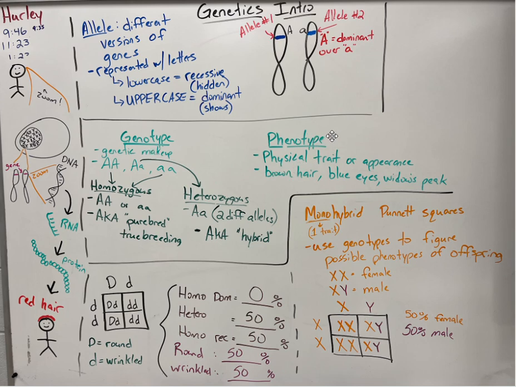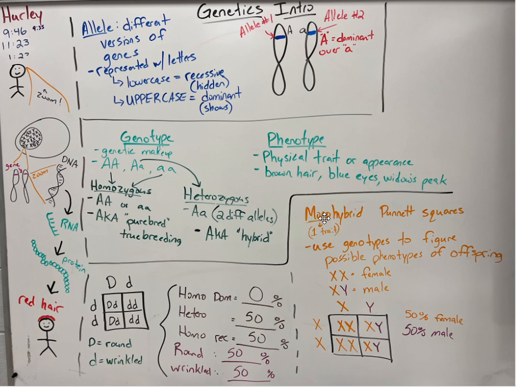Sometimes we can't see these things, but they're still there. So maybe lactose intolerance would be an example of a phenotype, but you can't just look at somebody and say, yeah, you look like a person who can't digest milk, or yeah, you could definitely digest some milk. We can't tell that by looking at them. So it is a physical trait. It's the thing that manifests based on what the genotype is. So a lot of times you'll see things like brown hair or blue eyes or widow's peak, or down here round and wrinkled. So down here this would be the genotype, and then this would be the phenotype.